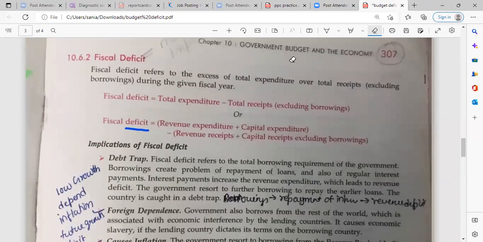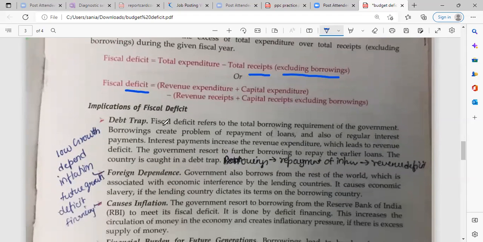Okay. Sometimes, for example, what happened? This is excluding borrowing, right? You are not including borrowing over here. For example, receipt is getting money. But if you are taking money from someone else, that will not be included in receipt over here. That's why I have written here excluding borrowing.